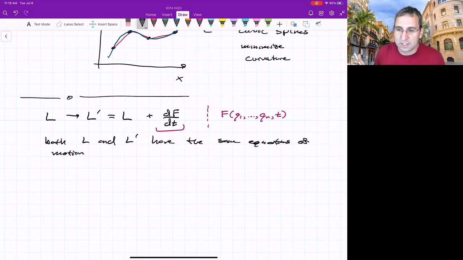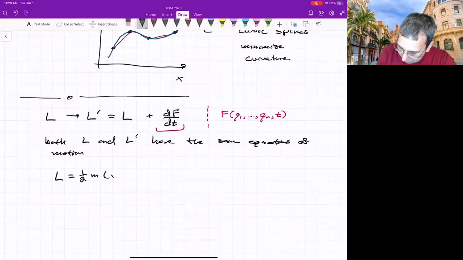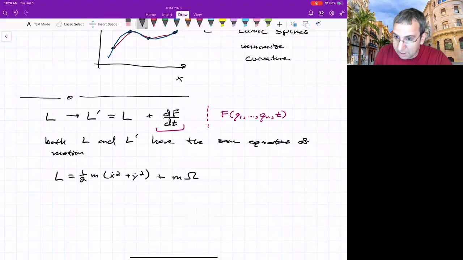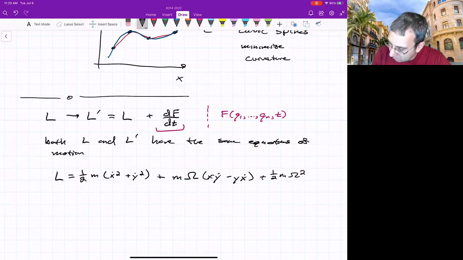So here's an example of a particle seen in a frame rotating with an angular velocity omega. You could get a Lagrangian for this system. It'll be 1/2 m (x dot squared plus y dot squared) plus m omega (x y dot minus y x dot) plus 1/2 m omega squared (x squared plus y squared). So this is a particle seen in a rotating frame. It's like a free particle, so there's no real potential energy. There's just stuff related to rotation.